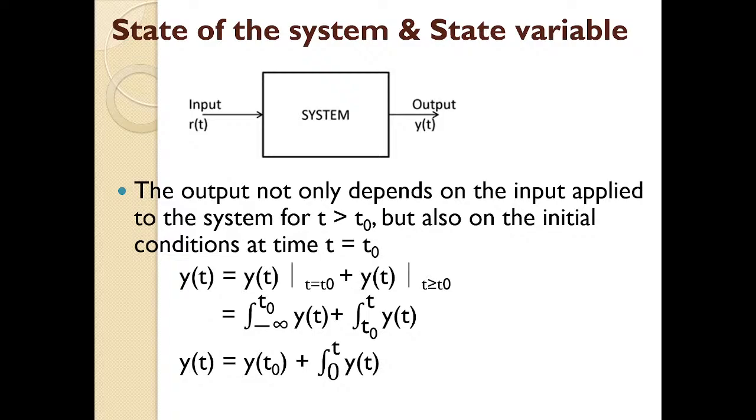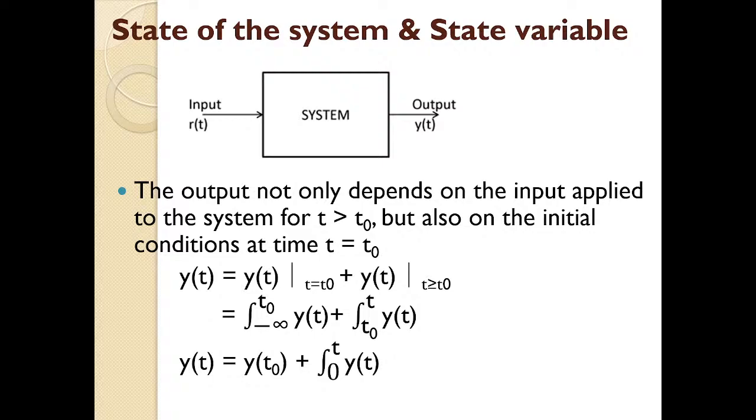The output not only depends on the input at t greater than or equal to t0, but also on the condition at t equal to t0. Therefore y(t) is equal to y(t) at t equal to t0 plus y(t) at t greater than or equal to t0. So y(t) has two parts now.